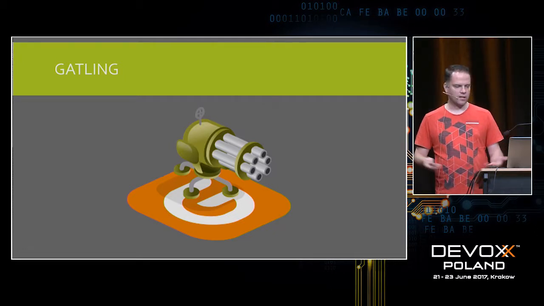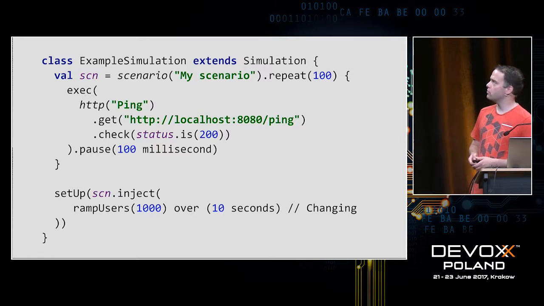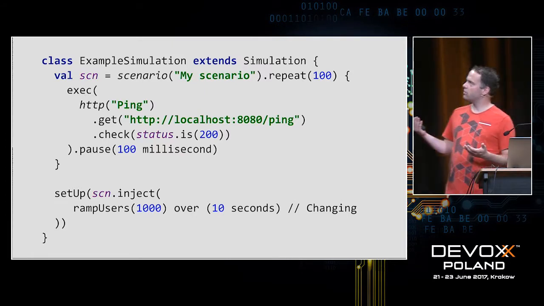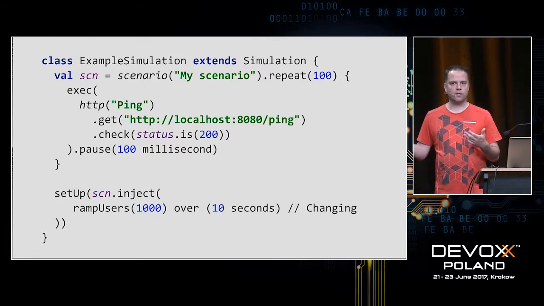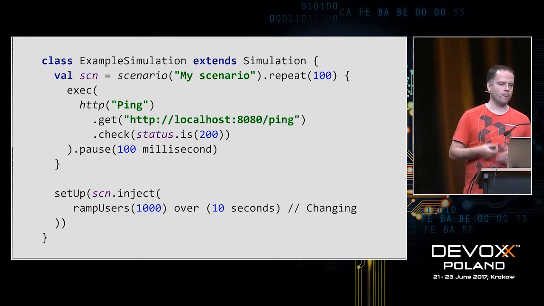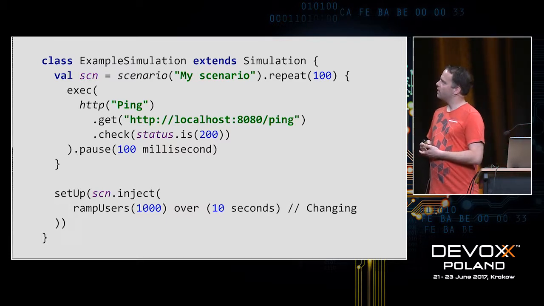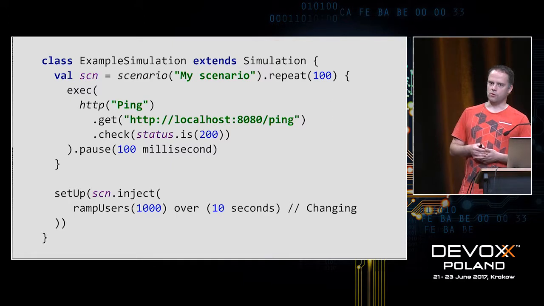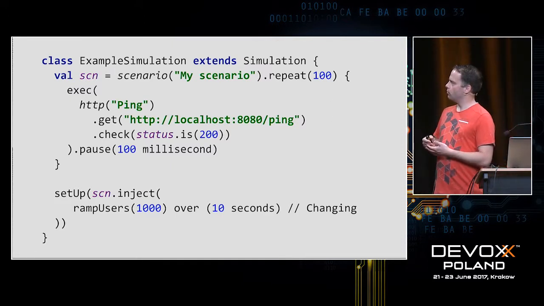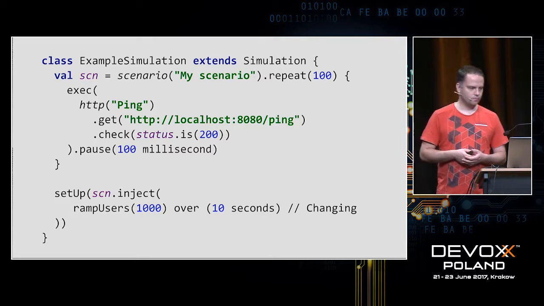It's even that easy that I can show it on one slide. So what's happening here? We create a scenario, and we say that it has to be repeated 100 times. So basically, it's a loop that will be executed 100 times. Within that loop, I will do a GET request to the ping endpoint and check if the status is 200, or basically an OK. After each ping, I will do a pause for a few milliseconds.